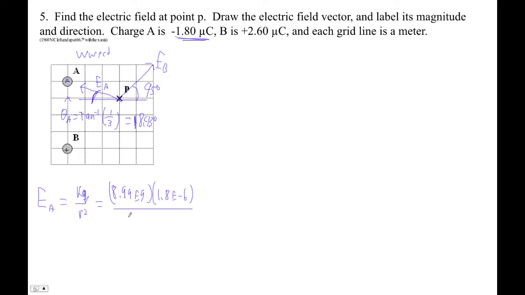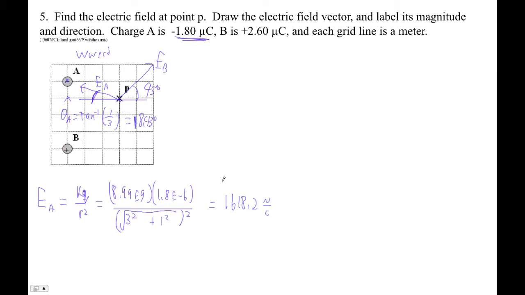A is 3 to the left, so 3 squared plus 1 squared. I'm doing the distance formula, and then of course that's squared. On my calculator, I go alpha F1, enter, grab that fraction, 8.99 E9 times 1.8 E minus 6, over 3 squared plus 1 squared. Let's see, do I have it right? I do. It's so good to check. 1618.2 newtons per coulomb.